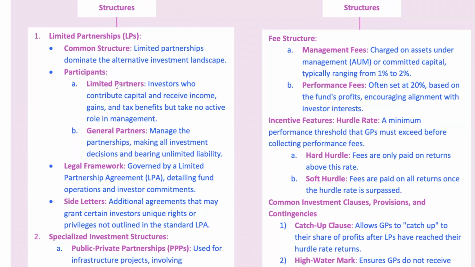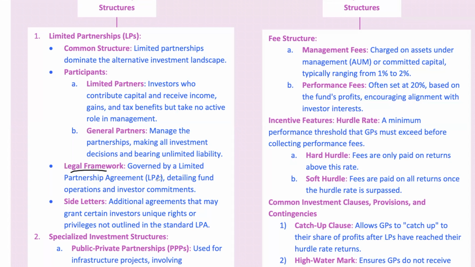And here's where it gets interesting. While LPs have limited liability, GPs take on unlimited liability. Yep, if something goes wrong, the GP is on the hook. That's why GPs tend to charge fees, more on that in a minute, and why LPs are pretty hands-off in the whole process. Now, this whole arrangement is governed by something called the Limited Partnership Agreement, or LPA.